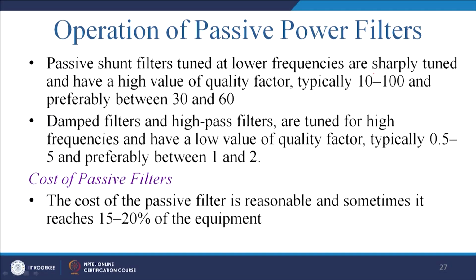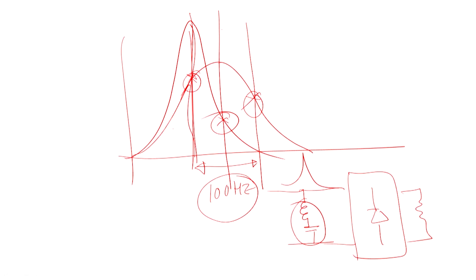Now, the passive shunt filter is tuned for the lower frequency, and is sharply tuned to have a quality factor typically 10 to 100 and preferably between 30 to 60. Please understand there is a challenge involved for this, having a very sharp omega L by R, or that equal to 1 by omega CR, whatever it may be.